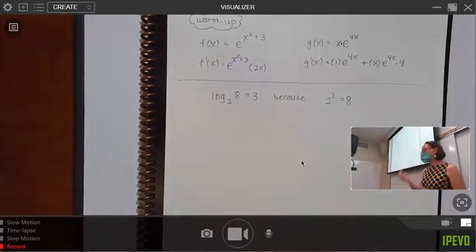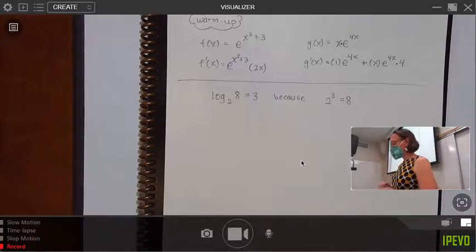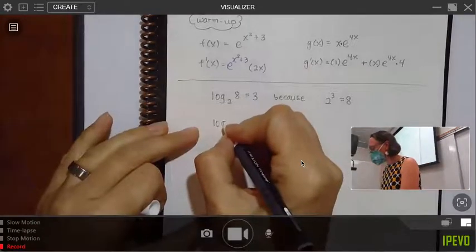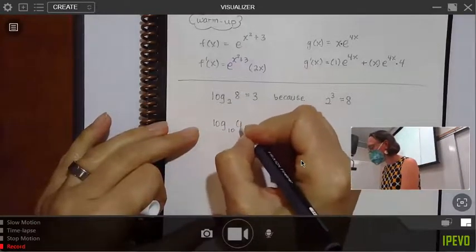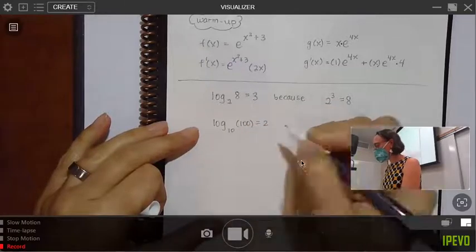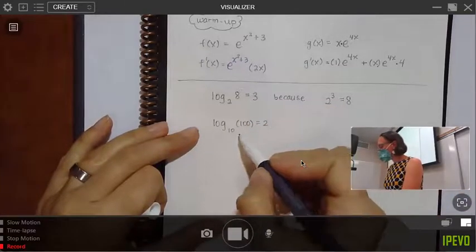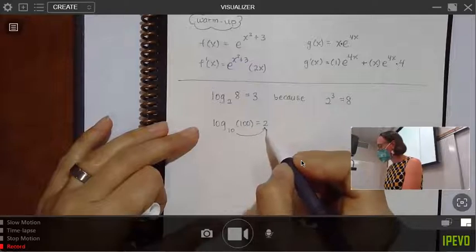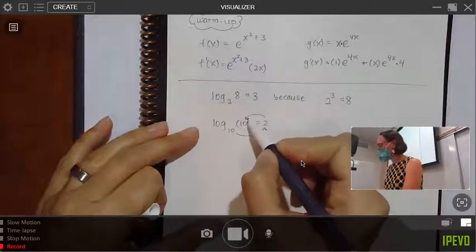Logs can have any base at all. So if I wrote log base 10 of 100 is equal to 2, that's because 10 raised to the 2nd power is equal to 100.